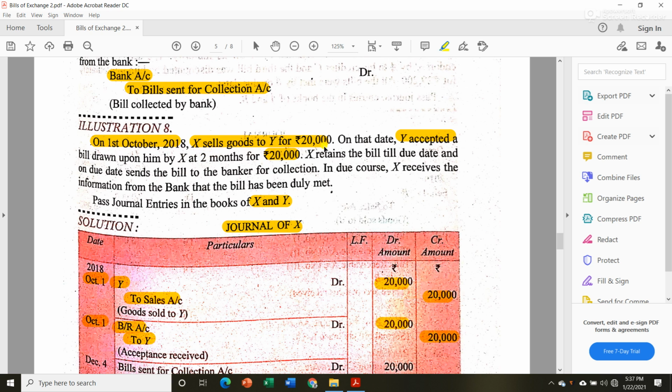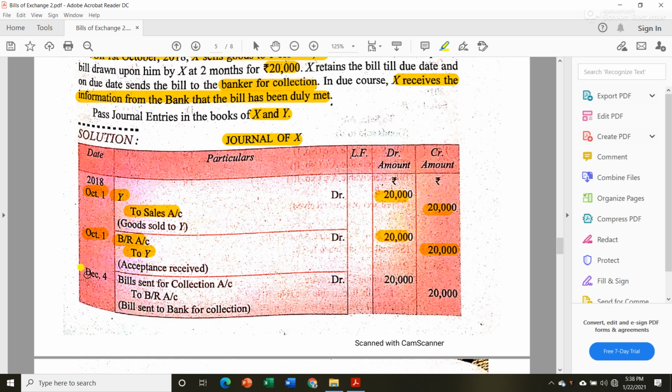Okay, they said that X retained that bill till December 4, and on that day he sent that bill to the bank for collection. Okay, in due course X receives the information from the bank that the bill has been duly met. Okay, now after sending that bill to the bank, he received information from the bank that Mr. Y paid the amount. Okay, bill has been duly met means Y made the payment fully.